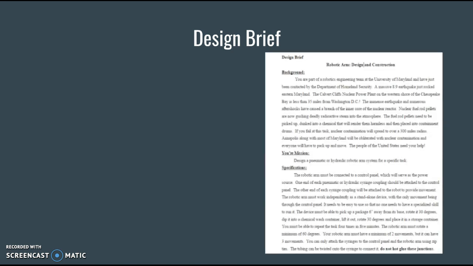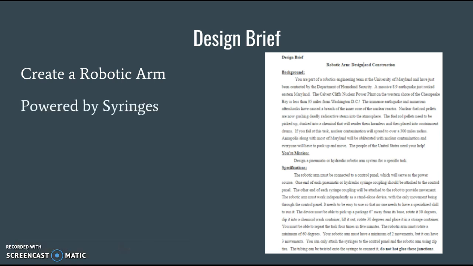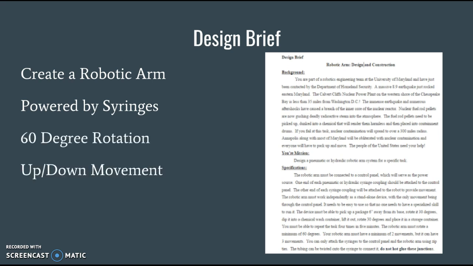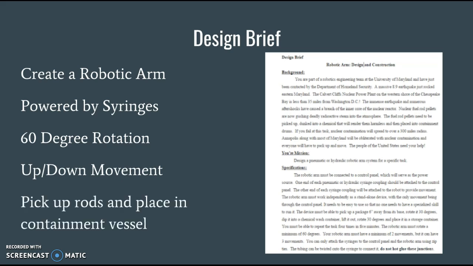So, within technology education, we have a way to do this. We call it our design brief. With our design brief, we give students a lot of background information about a problem that they will be trying to solve. In this case, our robotic arm project. So for this project, students have to create a robotic arm that is powered by syringes, and it has to have at least 60 degrees of rotation, and it has to have an up and down movement, and pick up rods and place them in a containment vessel.